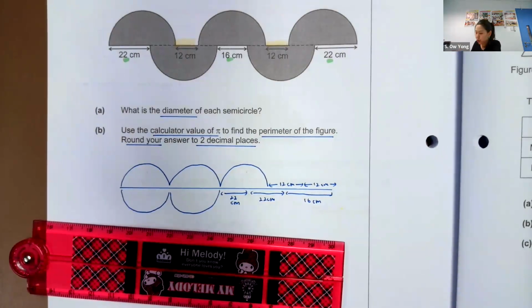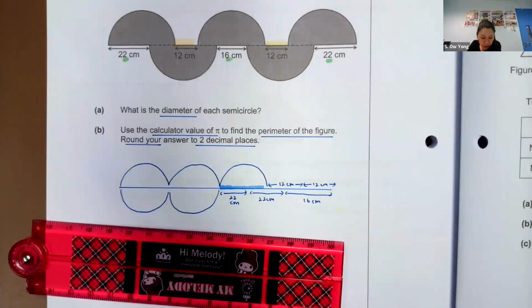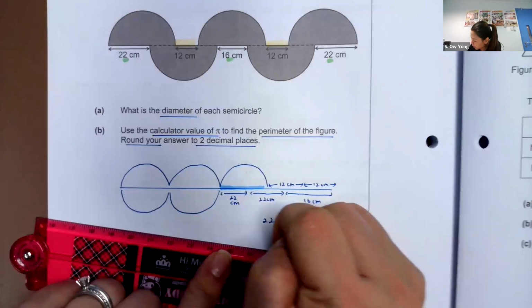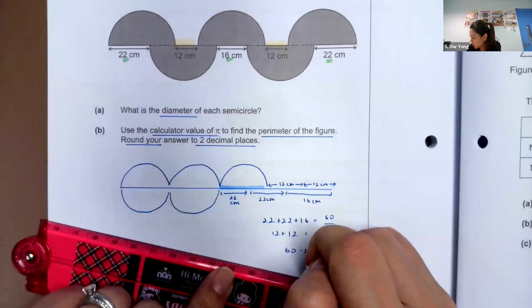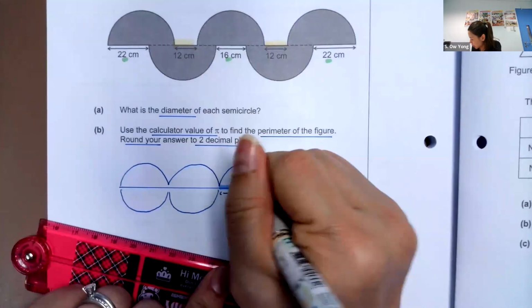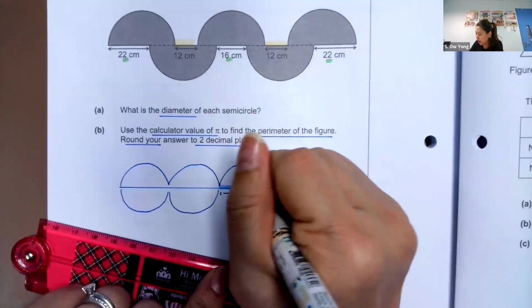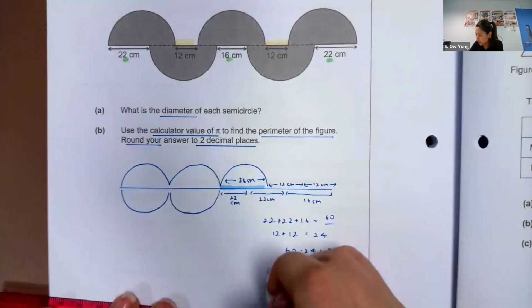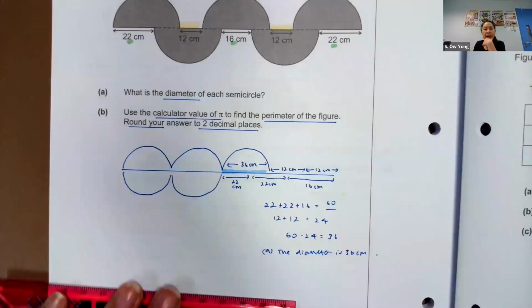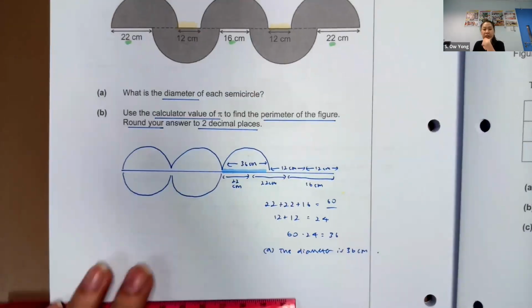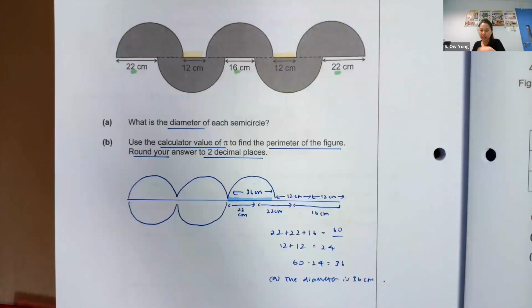So what do you do? You take 22 plus 22 plus 16. You take 12 plus 12. Then you take 60 minus 24, you get 36. So now you know the diameter of each semicircle is 36 cm. Immediately I write the diameter is 36 cm. I make sure that I have the units. Once you have that, they say find the perimeter of the figure. Round your answer to 2 decimal places.